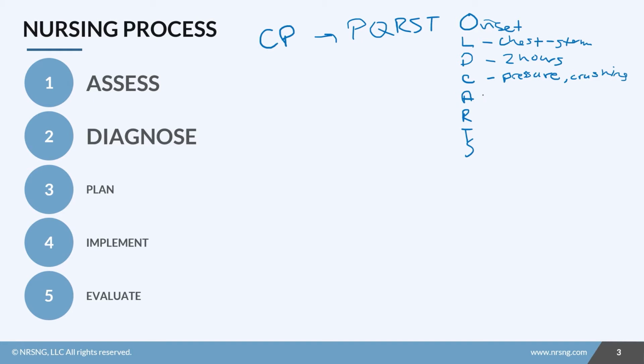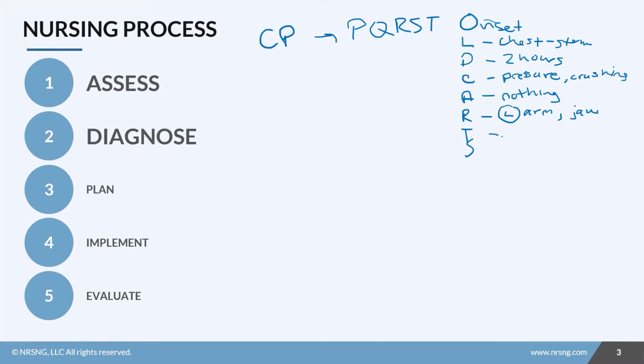A is aggravating or alleviating factors. So does anything make it worse or does anything make it better? So we're going to say nothing makes it better and nothing makes it worse. It's just constant. R stands for radiation. So is the pain moving anywhere? So let's say they're going to tell you that the pain is moving to their left arm and their jaw feels a little tight. T stands for timing.